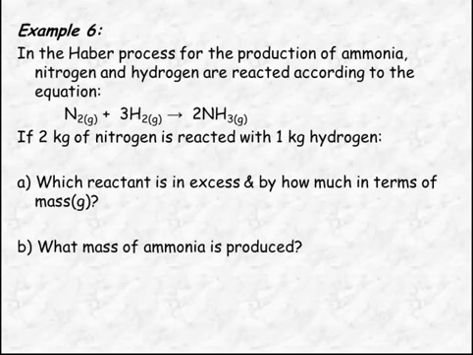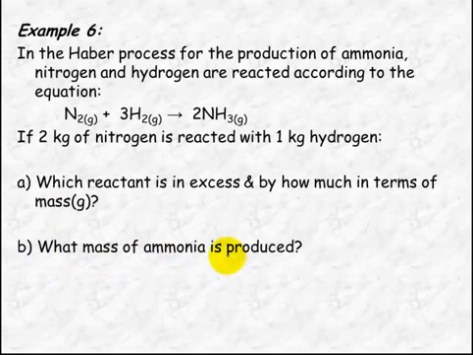Okay, let's look at this example question because it's always easier to use an example. In the Haber process for the production of ammonia, nitrogen and hydrogen are reacted according to the equation. Nitrogen plus 3 hydrogen make 2 ammonia. If 2 kilograms of nitrogen is reacted with 1 kilogram of hydrogen, part A is asking which reactant is in excess and by how much in terms of mass, and part B is what mass of ammonia is produced.